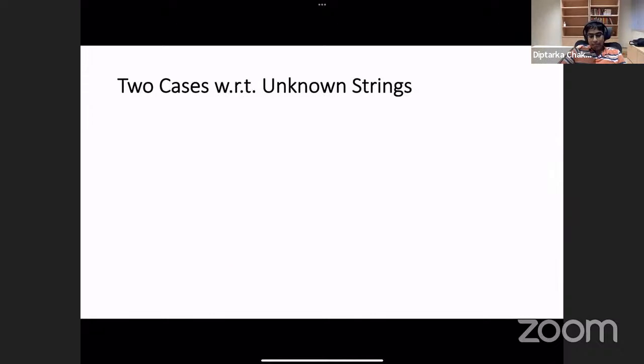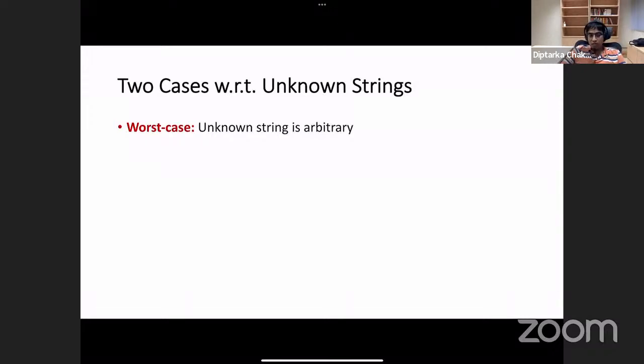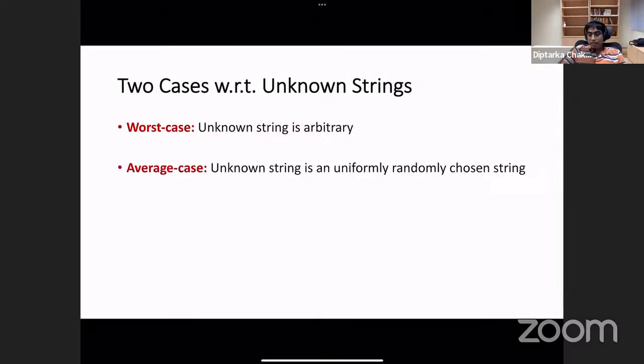In the literature, there are two cases that people consider with respect to the unknown string. The first case is the most general one, the worst case, where the unknown string is arbitrary. Although the random noise channel is probabilistic, the unknown string is arbitrary. In the other case, the unknown string is a uniformly randomly chosen string. So this is the average case model.